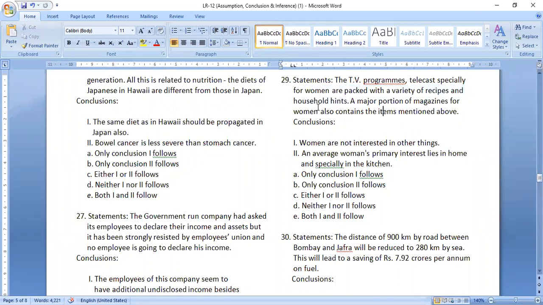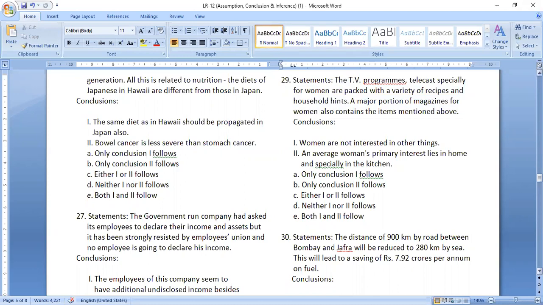So 29, the TV programs telecast especially for women are packed with a variety of recipes and household hints. A major portion of magazines for women also contain the items mentioned above.